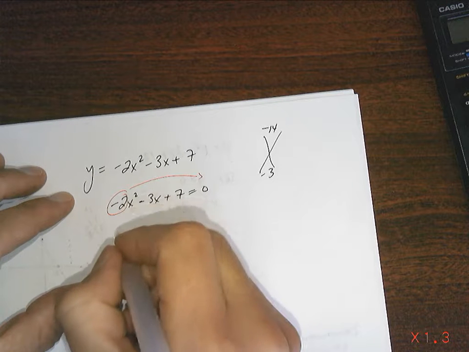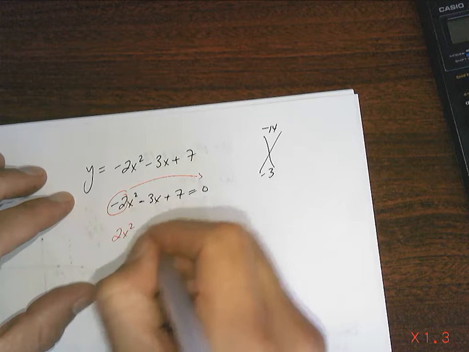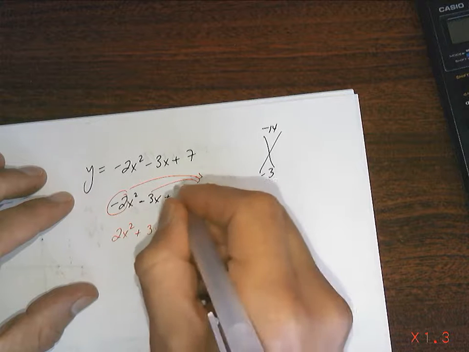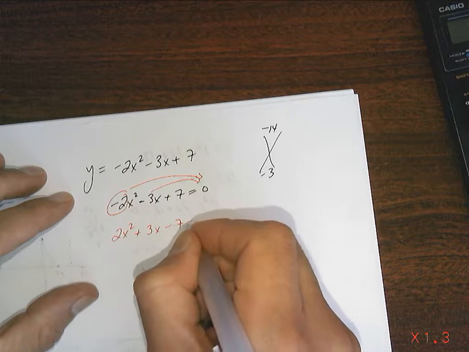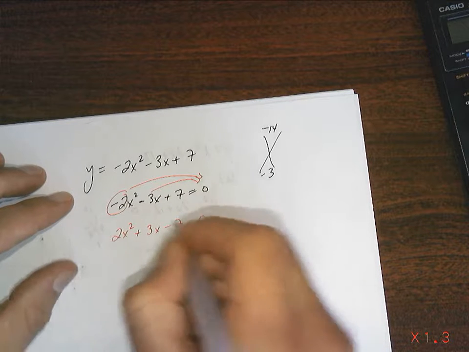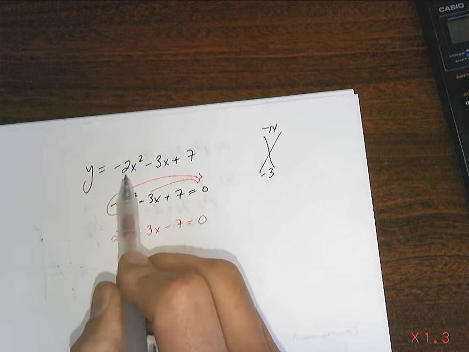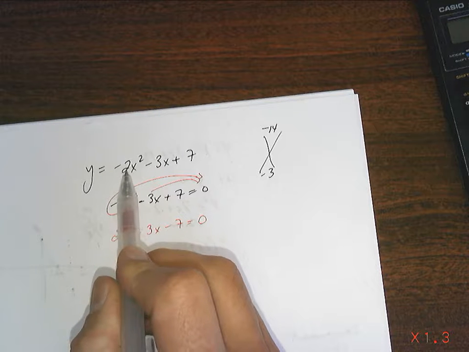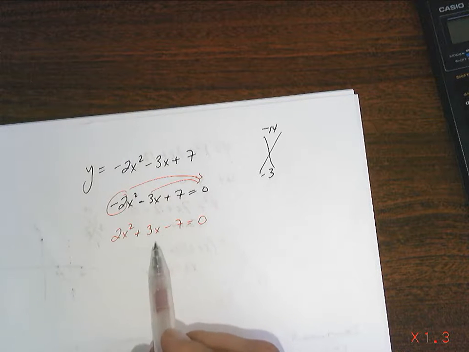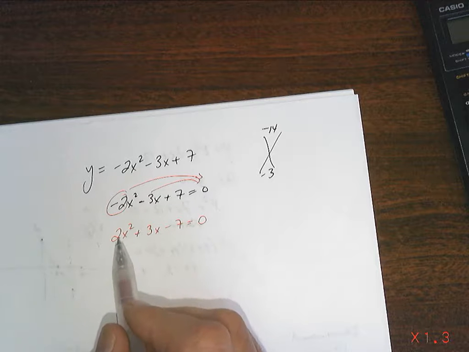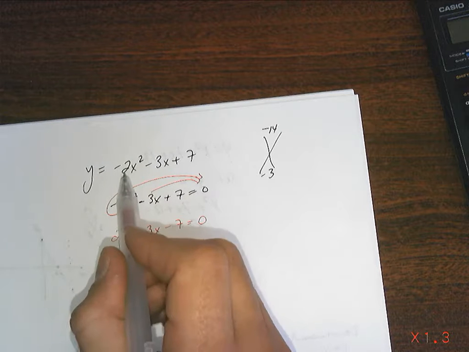And so we'll make this 2x squared. We'll bring this over and make it plus 3x. We'll bring that over, and we'll make it negative 7. Everything we do will be fine for this, but the original had the negative 2, so we're going to remember that it does, in fact, open down. This is going to give us the same x-intercepts, but if I look at this, it seems that it opens up. So we've got to be careful not to use this for the direction of opening.